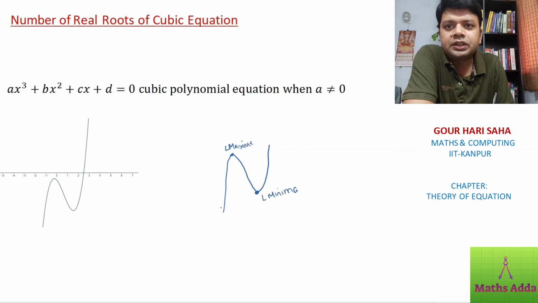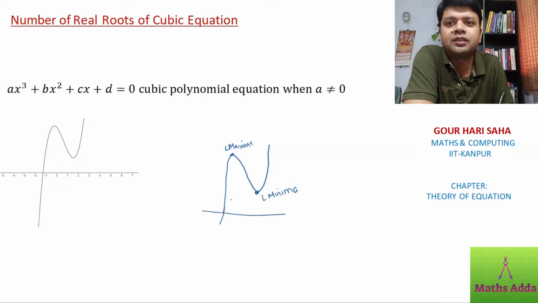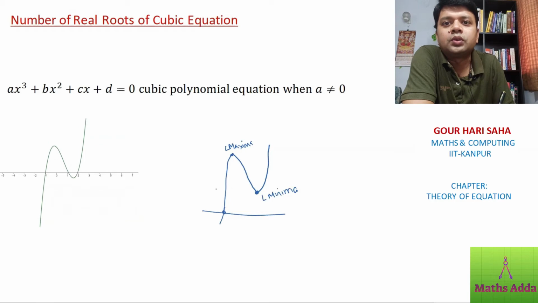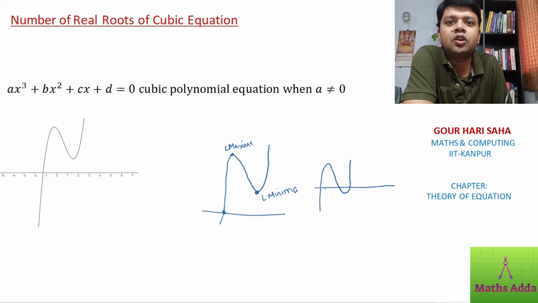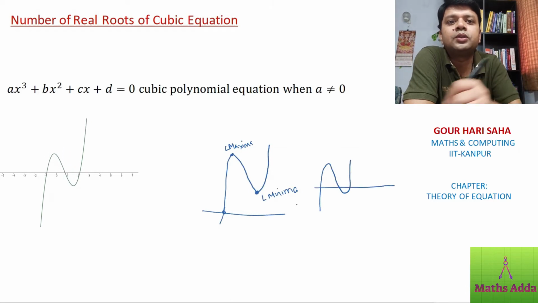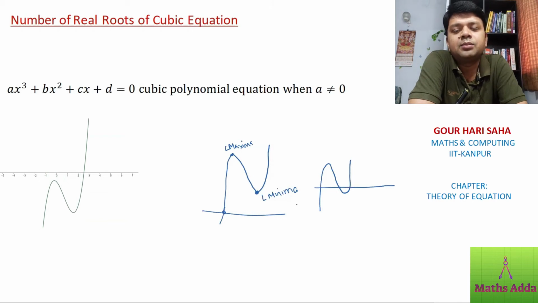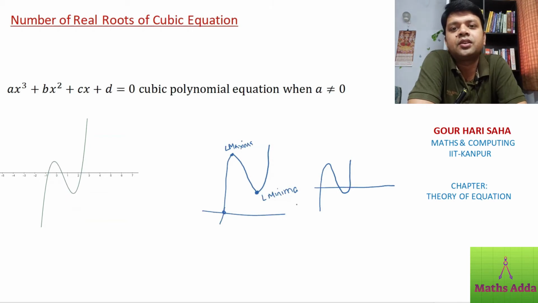If both the maxima and minima are on the same side of the x-axis, like if both are above, you will see one root. If you see this like this one and like this one, then you see how many? Then you see three roots. Means if local maxima and minima are on the same side of the x-axis, then you will have only one root. If maxima and minima are on opposite sides of the x-axis, then it will have three roots, right?